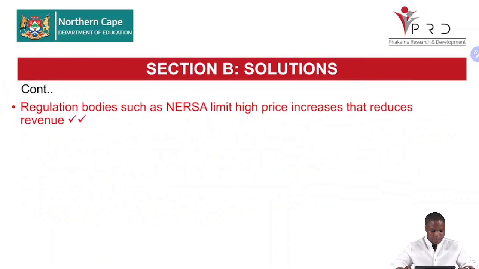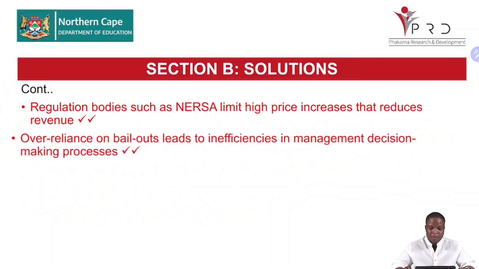Right. Regulation bodies such as NERSA limit high price increases that reduce the revenue. For example, Eskom, before they increase their prices, they need to consult with NERSA. Then they may limit them from increasing prices. Then that will reduce their revenue.